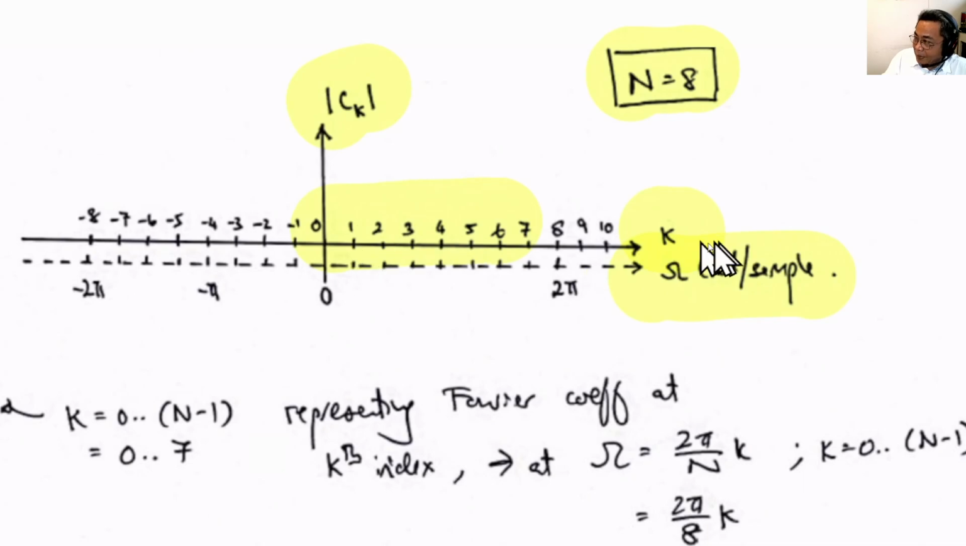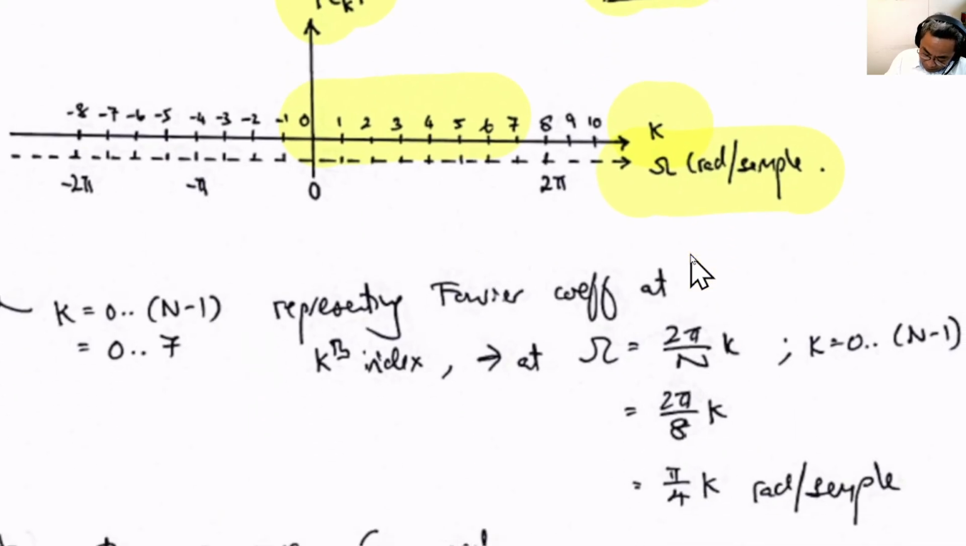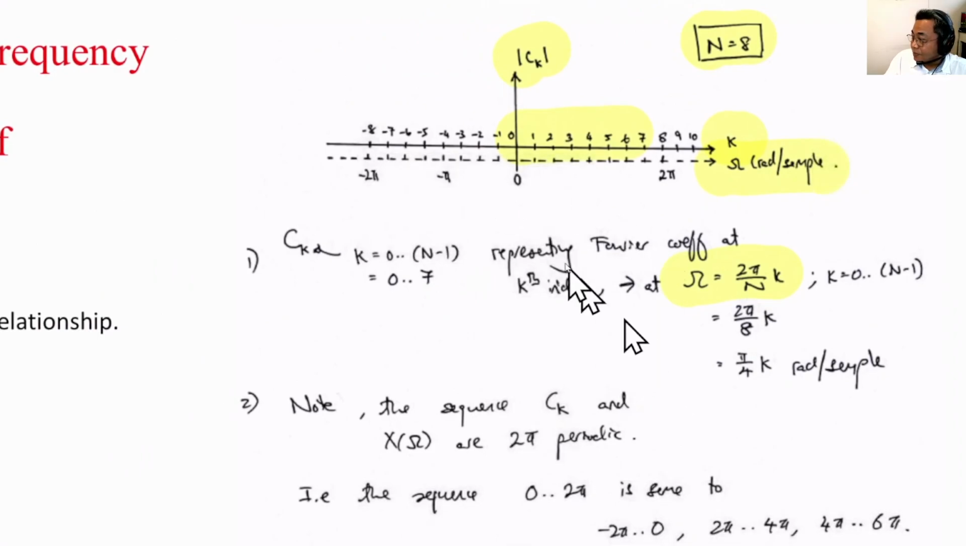Let us see the mapping of k to omega. Remember, once we have capital N, the map is simply this. Omega equals 2 pi divided by N times k. So this maps c_k for N equals 8 to 0 to 2 pi in this way. Every jump, c_0 to c_1, c_1 to c_2, in this example, is 2 pi divided by 8, which means pi over 4 radians per sample for different k.